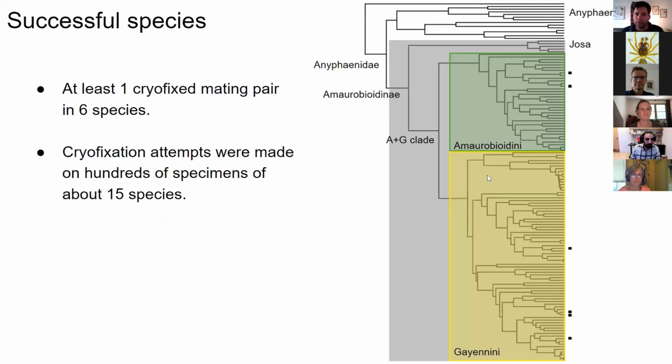And we achieved at least one cryofixed mating pair of 6 species of Amaurobioidinae. Two of these species are placed within the tribe Amaurobioidini, and the other 4 are placed within Gayenniinae. So we managed to cover a fair amount of morphological variability in the whole subfamily.